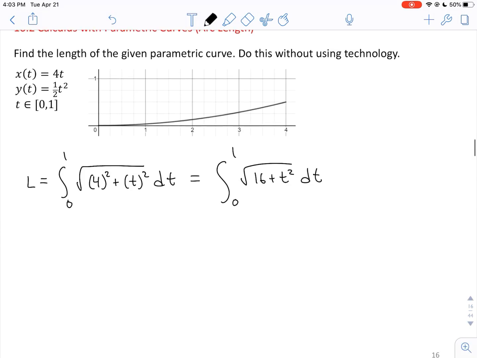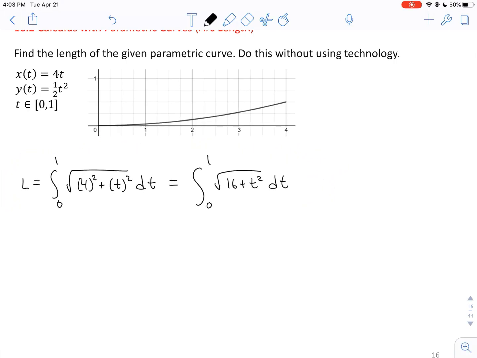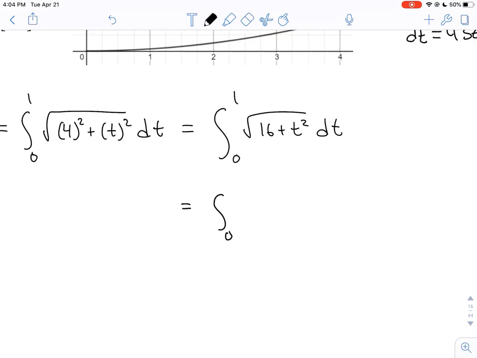All right, this is an integral for which we can do trig substitution. This is a sum of squares, so I need to let t be equal to 4 tangent of some new variable. I'll use u, which means I need to change the differential. dt is going to be 4 secant squared of u, du. Let's leave these as t limits, and I'm going to go back to t's before I do my evaluation. We have an integral from t equals 0 to t equals 1.